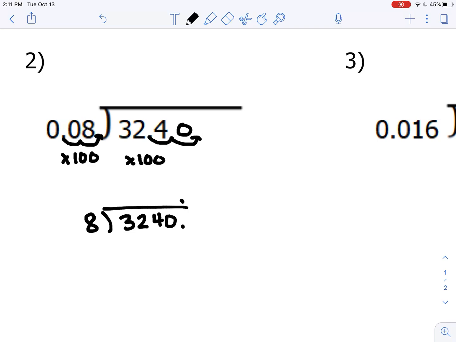Okay, so let's start dividing. 8 can't go into 3, but it can go into 32 4 times. That's 32. And when we subtract, we have a difference of 0. Let's bring the 4 down.